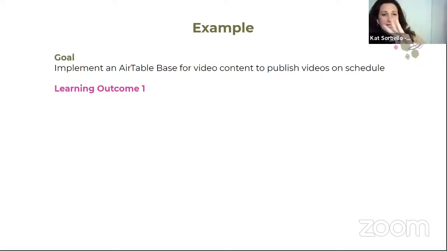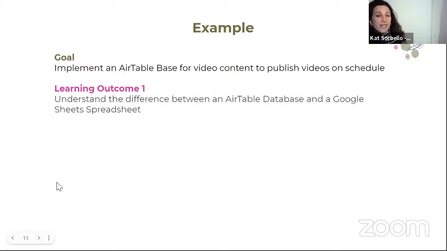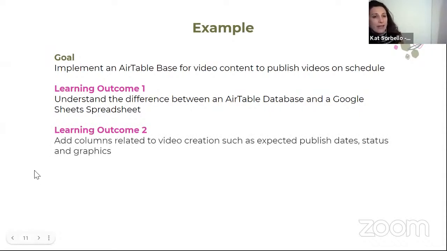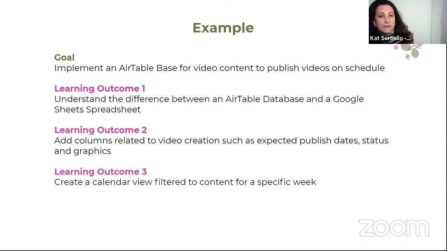I always recommend 3 to 5 learning outcomes. Anything more, and you can overwhelm your students and really create a confusing journey for them. So outcome 1, understand the difference between Airtable database and Google Sheets. Learning outcome 2, add columns related to video creation. And learning outcome 3 is create a calendar view, etc. Each one of these starts with that verb. Each one I can say, my students will have the ability to understand, to add, to create. So everything is outcome based.